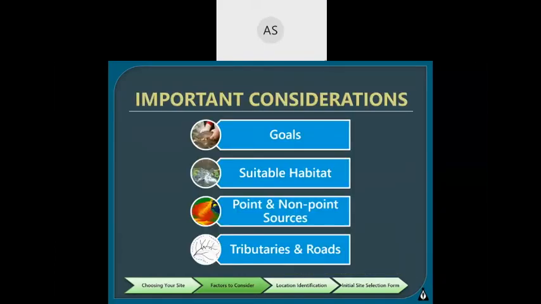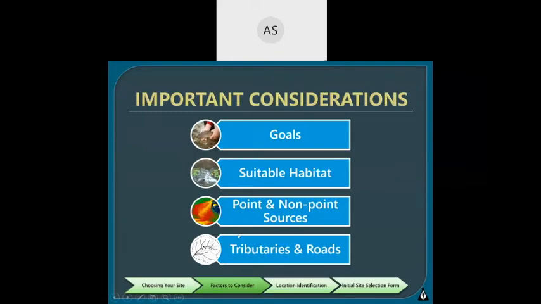All right, some other important things to think about. What are your goals as a monitor? We usually follow up this training by asking that to get you thinking about it. Why are you wanting to monitor? Make sure that there's habitat. Again, you can monitor chemistry anywhere, but if you're going to be collecting macroinvertebrates, you're going to want to make sure that there is actually habitat to sustain these invertebrates in that stream site.